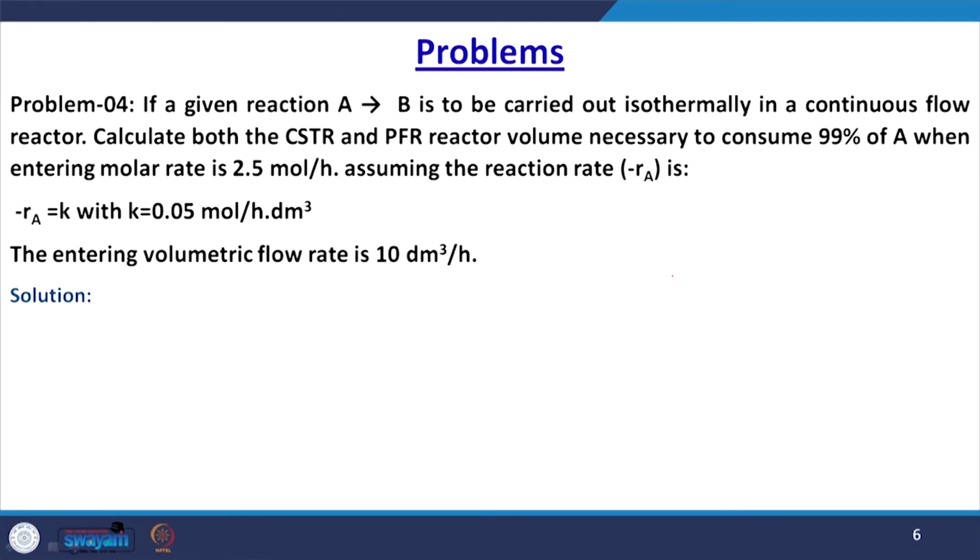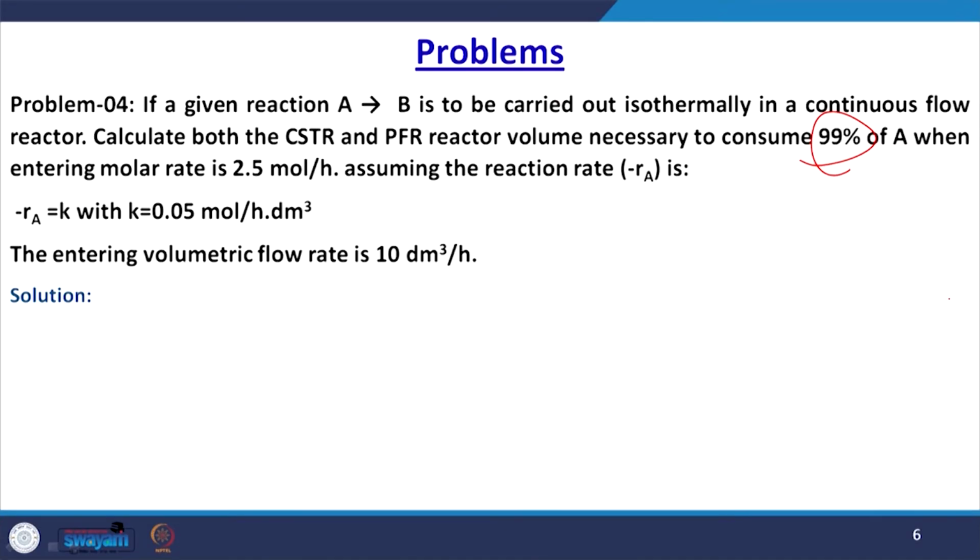Here the reaction is given as A converting into B. This reaction is to be carried out isothermally in a continuous flow reactor. You need to calculate both the CSTR and PFR reactor volume necessary to consume 99% of A when the entering molar rate is 2.5 moles per hour. You may assume the reaction rate minus Ra is given, and the entering volumetric flow rate is 10 decimeter cube per hour.